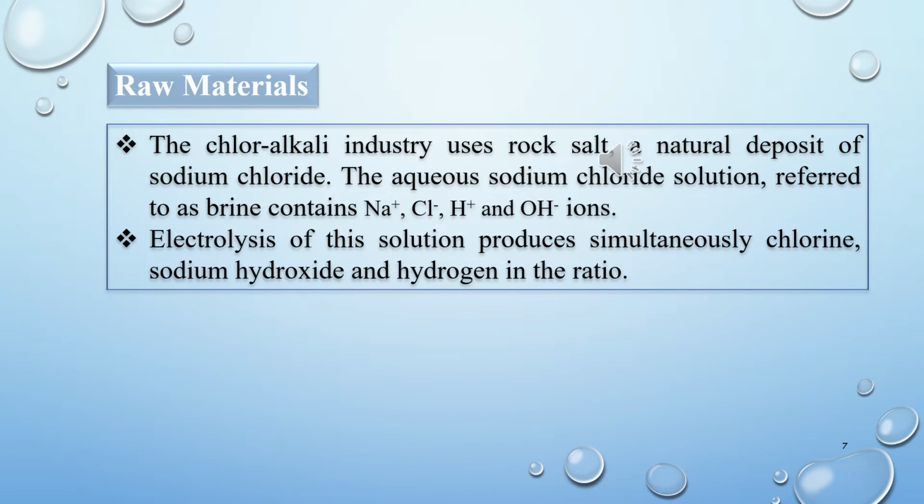So dear students, in this raw material, we have discussed two points. The first one is that we use rock salt for the preparation of brine, and on electrolysis it contains four types of ions. And the second point is that sodium hydroxide and chlorine will be produced at different electrodes and in different ratios.